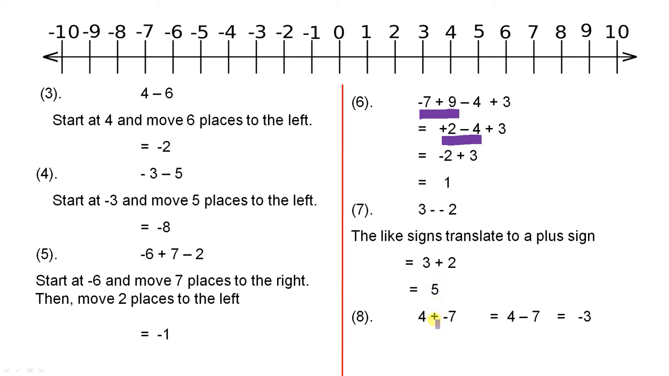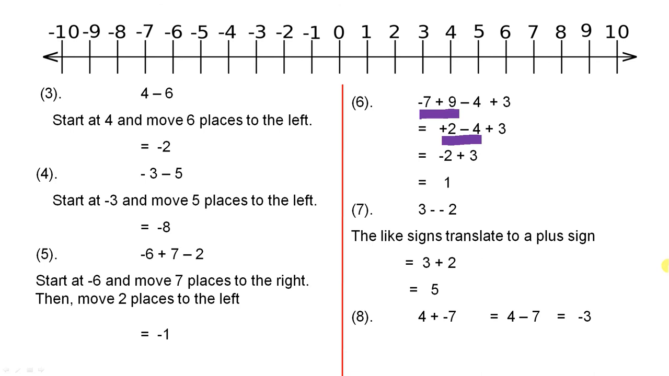And finally, 4 plus minus 7. When you have signs next to each other that are unlike, they're not the same, they translate to a negative. So we start at 4 and move 7 places to the left. Start at 4, 1, 2, 3, 4, 5, 6, 7, and there's your answer, negative 3.